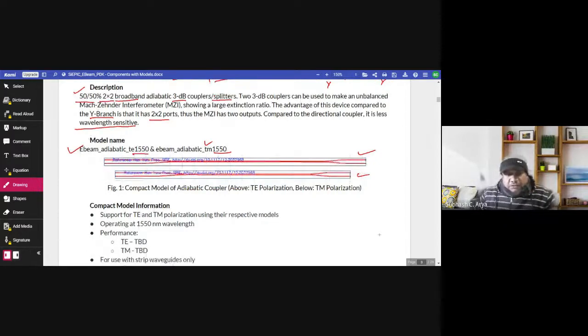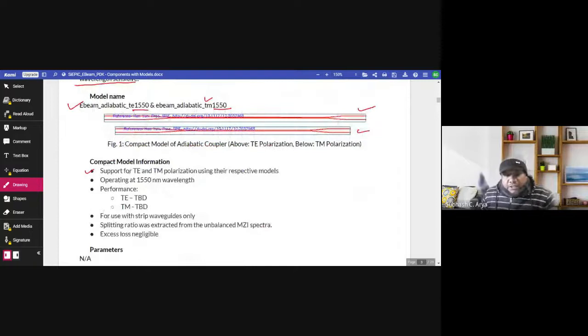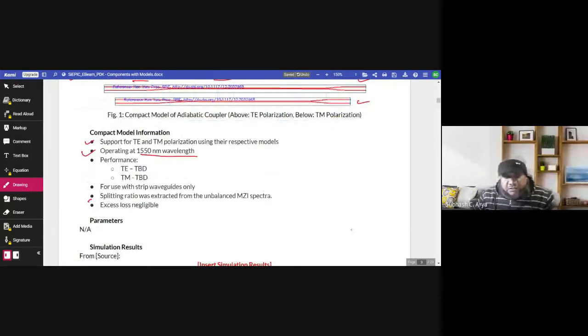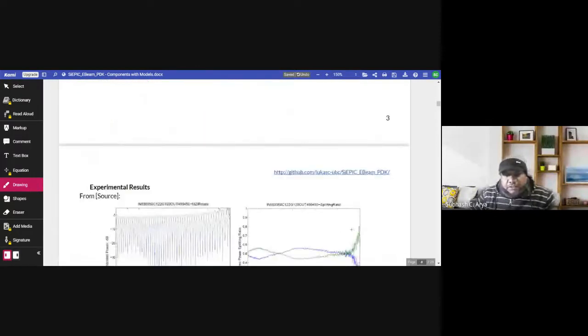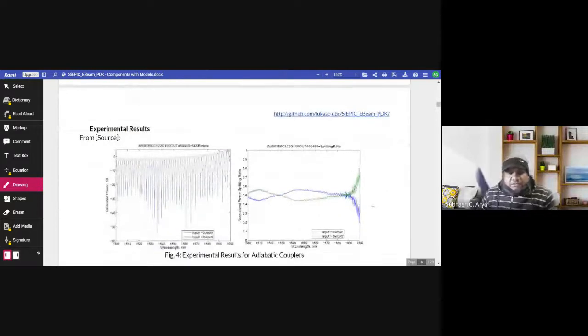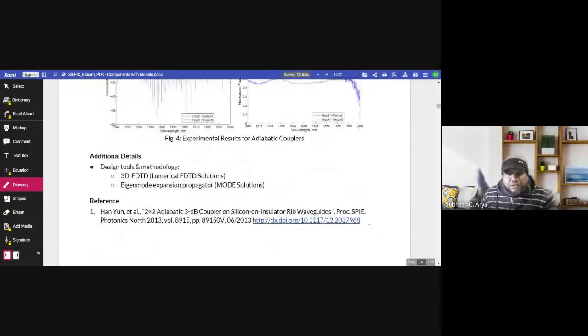Now coming to this complex model information: support for TE and TM mode polarization using their respective models, operating at 1550 nanometer, performance TE and TM mode, for use with strip waveguides only. The splitting ratio was extracted from unbalanced MZ spectra and excess loss is negligible. Here some results are given, but since they are using MZ, we also have to design the MZ, which we will not cover in this video; we will cover it some other time when we come to the MZ parameters. So this is an additional design and tool methodology.